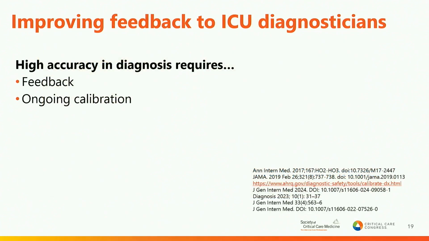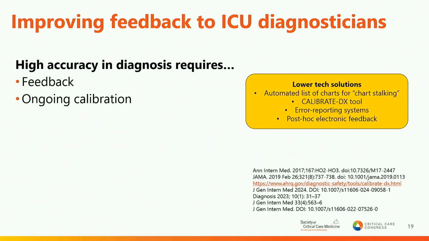I'll just wrap up by saying experts in cognition agree that high accuracy in diagnosis requires feedback, and feedback involves ongoing calibration or learning from your mistakes, but also learning from the things you got right. And with our low-tech solutions already out there, we might enhance those with technology. I think a lot of it's chart stocking, but is there a way of generating an automated list of charts for chart stocking?